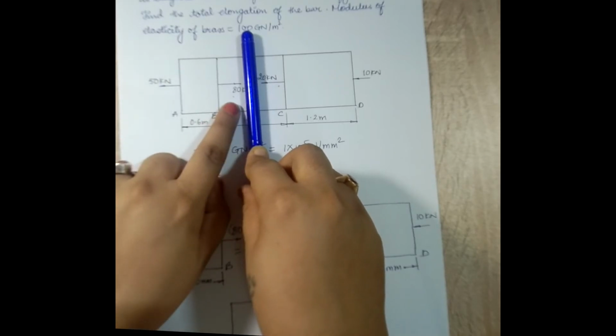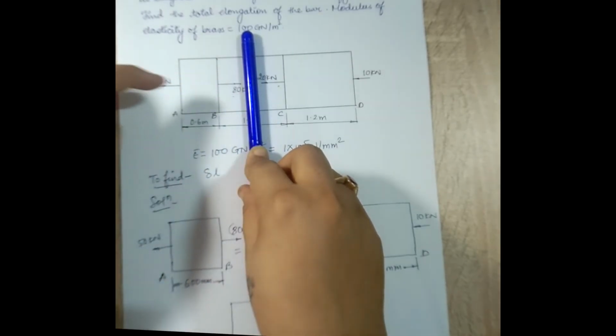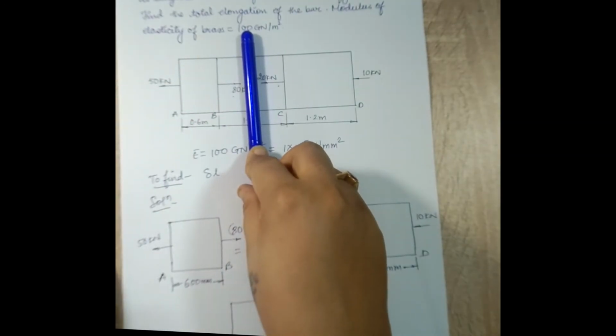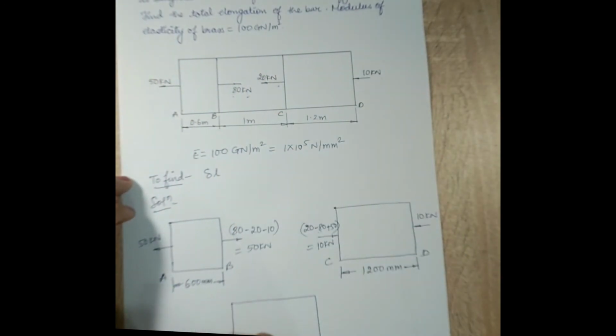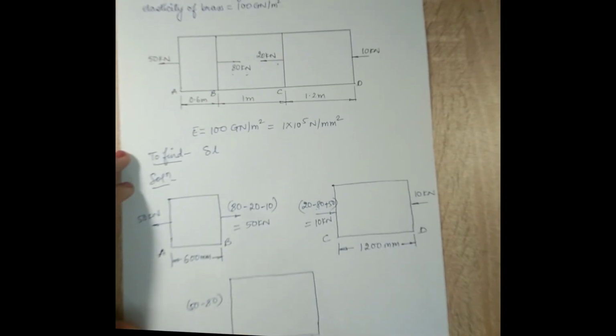And if you observe 80 kilonewton, if you just take up the arrow and place it from this end, you will see that it is causing a compressive type of effect. So I have plus 50 minus 80. This value is minus 30, which means this is of compressive type.